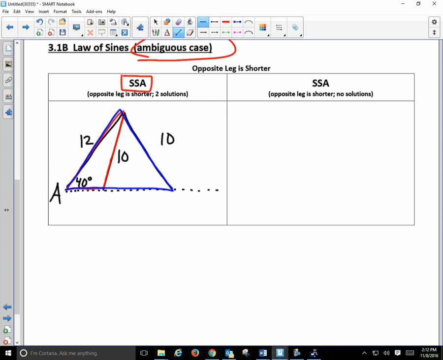Why? Because this side right here could be extending down to this side, or it could pendulum over to this side. We just don't know which one it's referring to. So in that situation, we set up two triangle solutions. We'll do an example on that. But can you keep that visual in your mind?